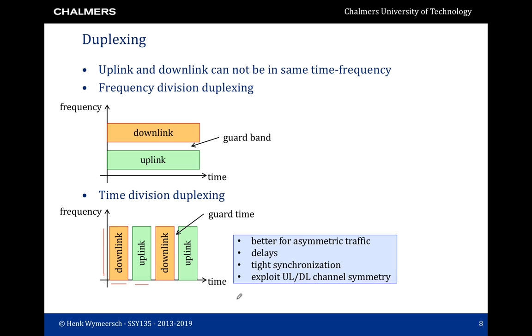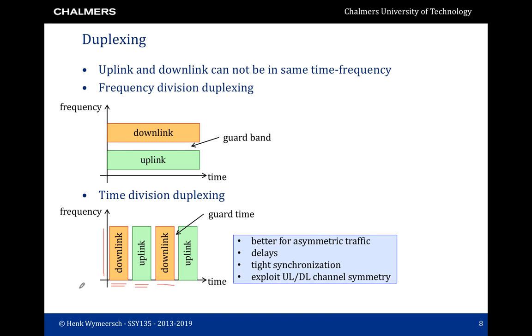These are some of the properties of TDD compared to FDD. TDD is better for asymmetric traffic. For instance, if users tend to download more than upload, we could make the downlink slots longer than the uplink slots. TDD will incur delays. This is because when a user wants to upload something, it needs to wait till the next uplink slot becomes available. TDD also requires synchronization between the users and the base station.